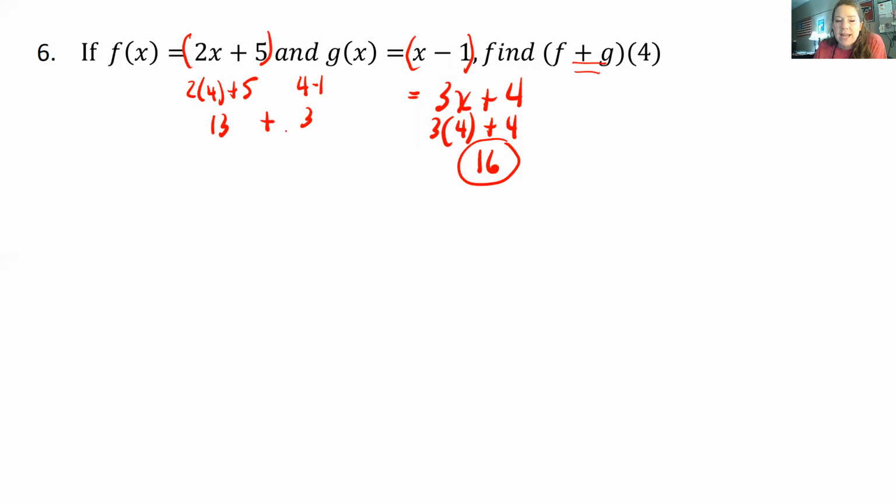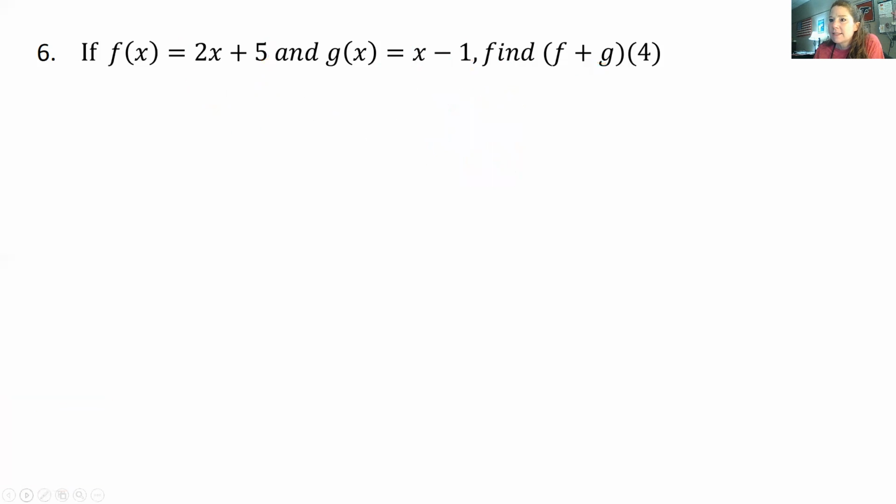And then if the last thing we did was add those together, we still would have gotten 16. Okay, so you can do it either way. You could do it either way. All right, let me erase this.